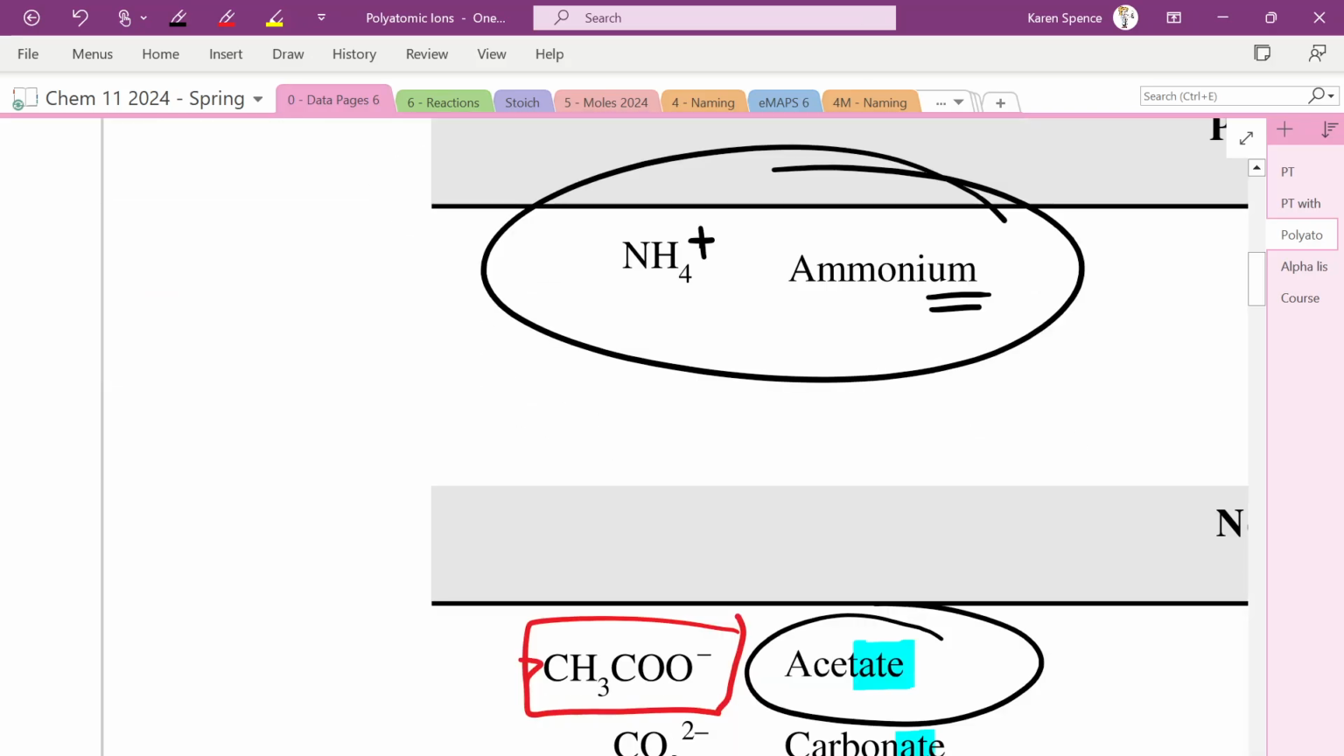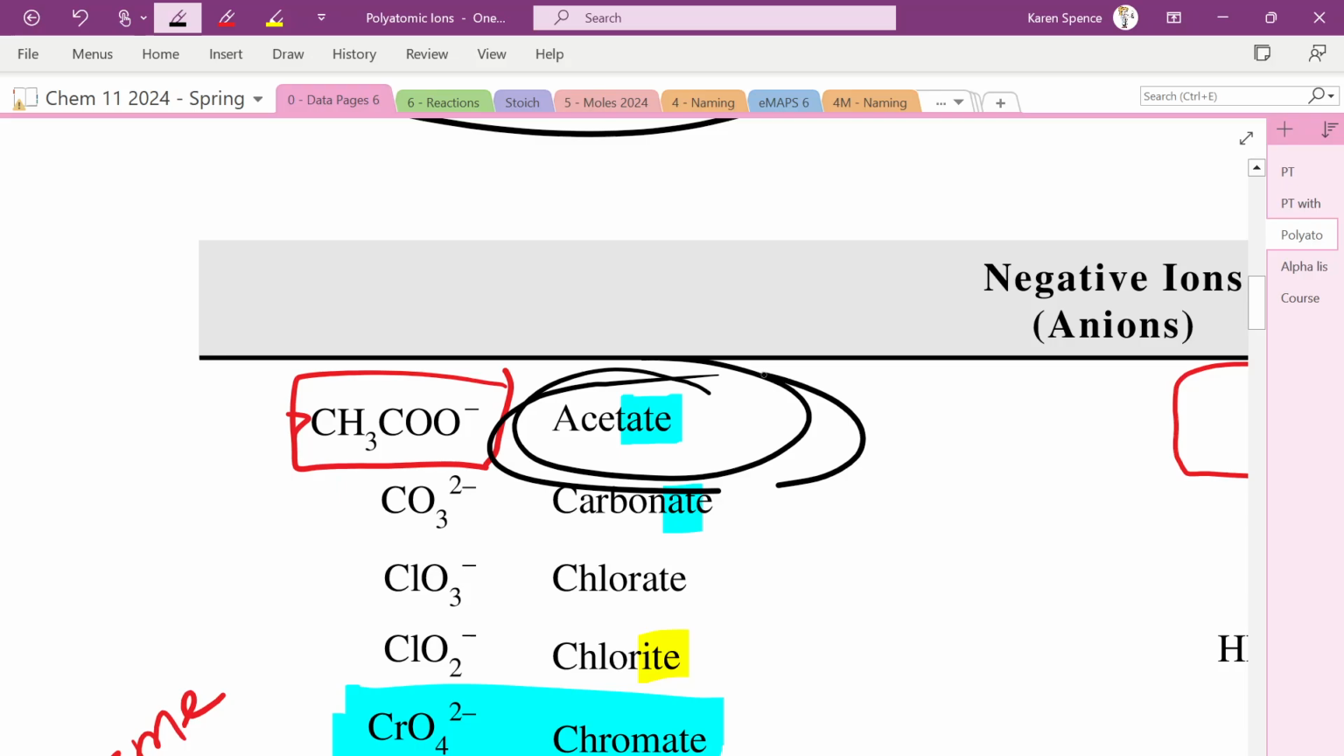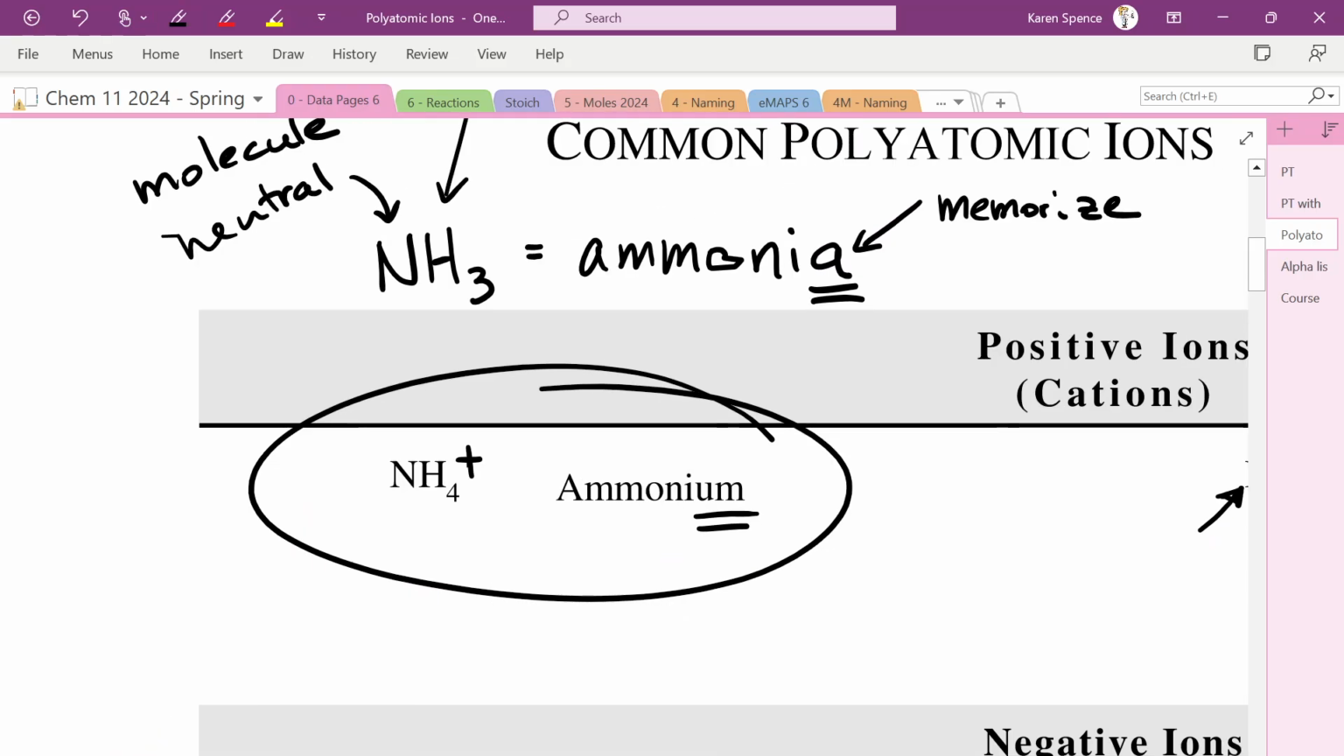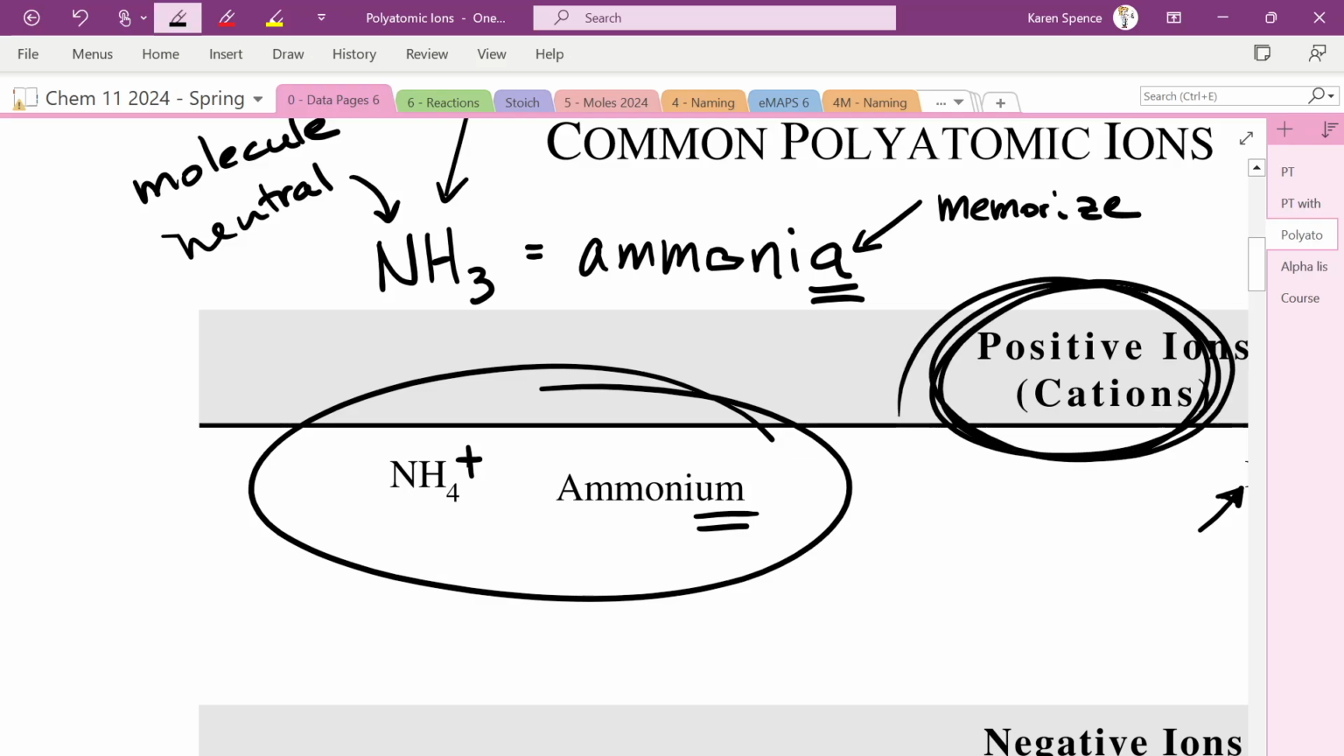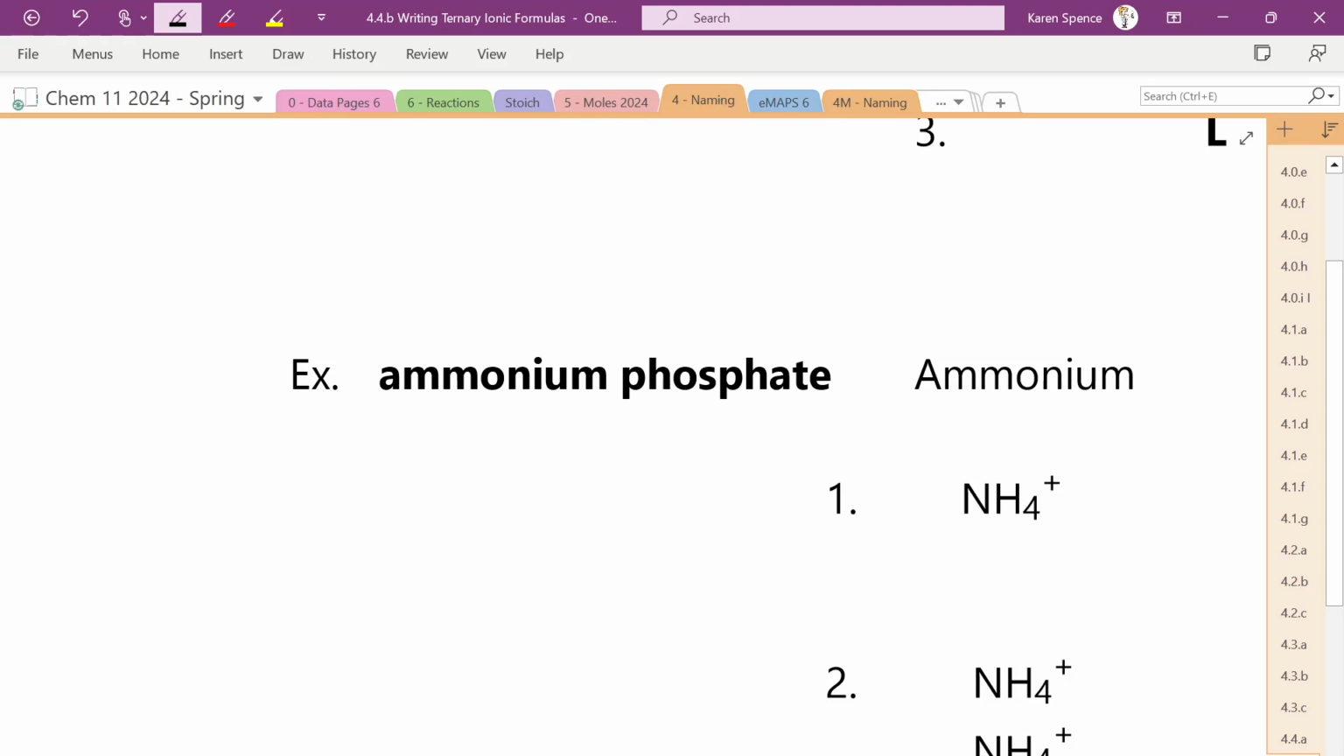Now, oh no, it's not here. That's the only A. Where is it? It's up here. Why? Because these up here are the positive ions, and positive ions always come first in the compound. Positive ion and then negative ion. First positive, then negative. First cation, then anion. So ammonium is NH4 plus.